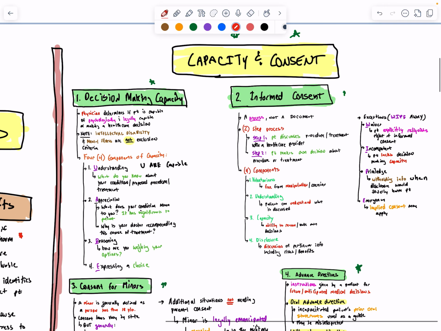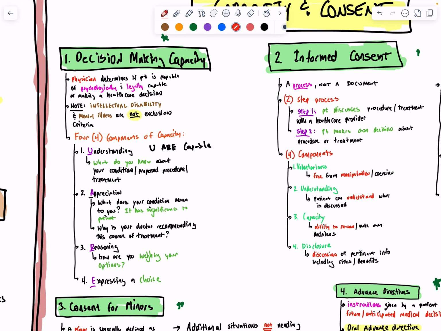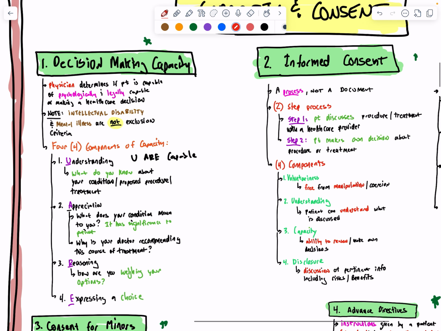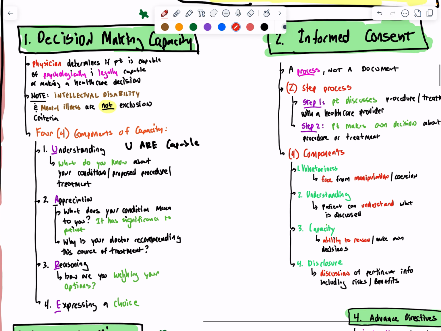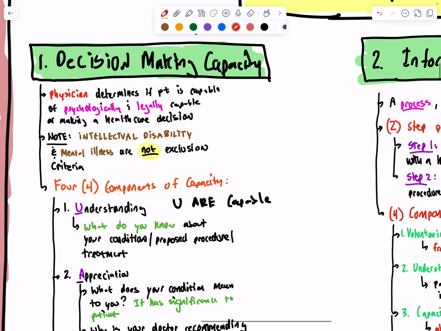All right, so then we have capacity and consent. So these get a little bit more tricky. It's easy if you have the information in your head, but we should just go over it. So decision-making capacity: the physician determines if the patient is psychologically and legally capable of making a healthcare decision.